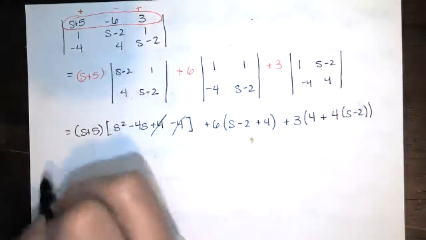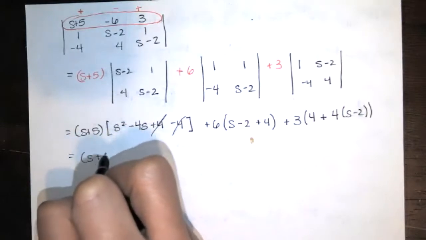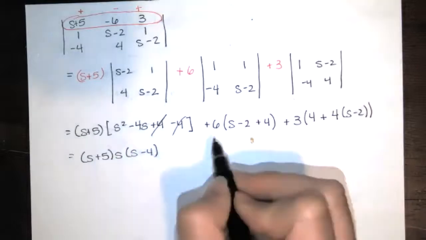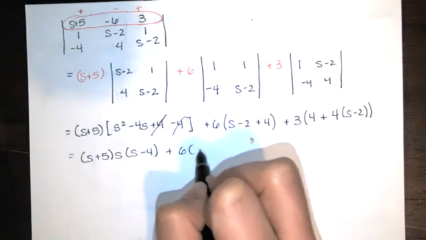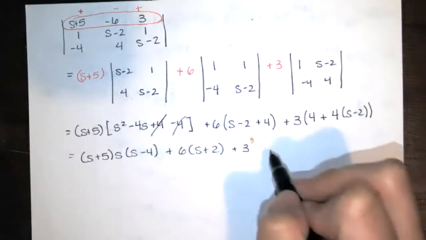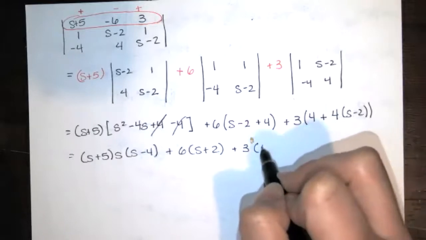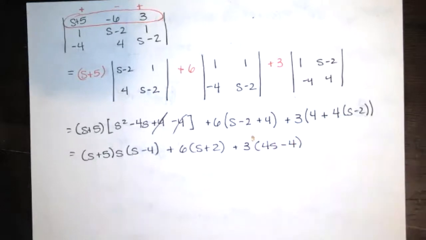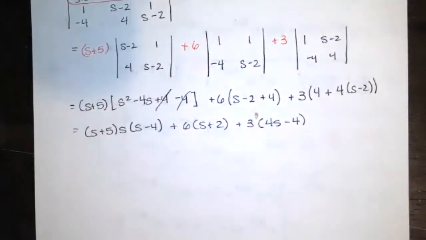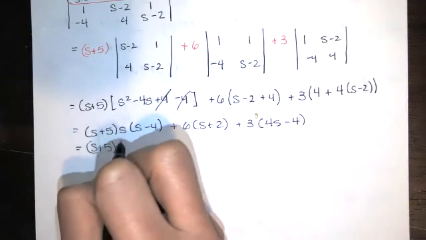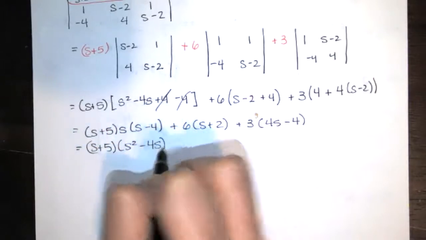So these guys reduce. And this actually gives me s plus 5 times, if I factor out an s, s times s minus 4. And here I've got 6 times s plus 2. And over here I have 3 times 4s minus 8 plus 4, which is going to be minus 4. I was hoping for a common factor, but we didn't have any common factors. So we're going to have to distribute all of this. I think I would prefer to write that this way, as it was originally.